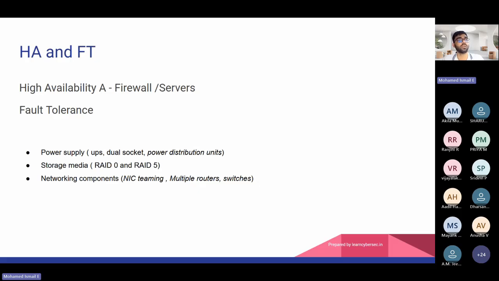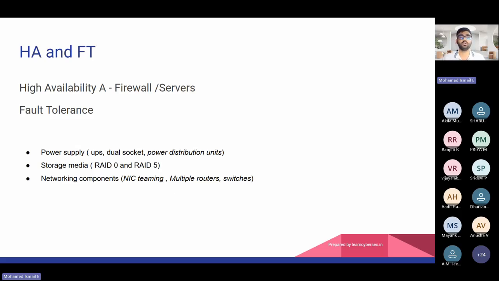Since you are from computer department, you might be well aware of the various RAID systems available. Make sure RAID 0 and RAID 5, you should thoroughly understand and fully know how it is taking the backup, because you may expect some questions from RAID 0 and RAID 5 in terms of storage and media fault tolerance.